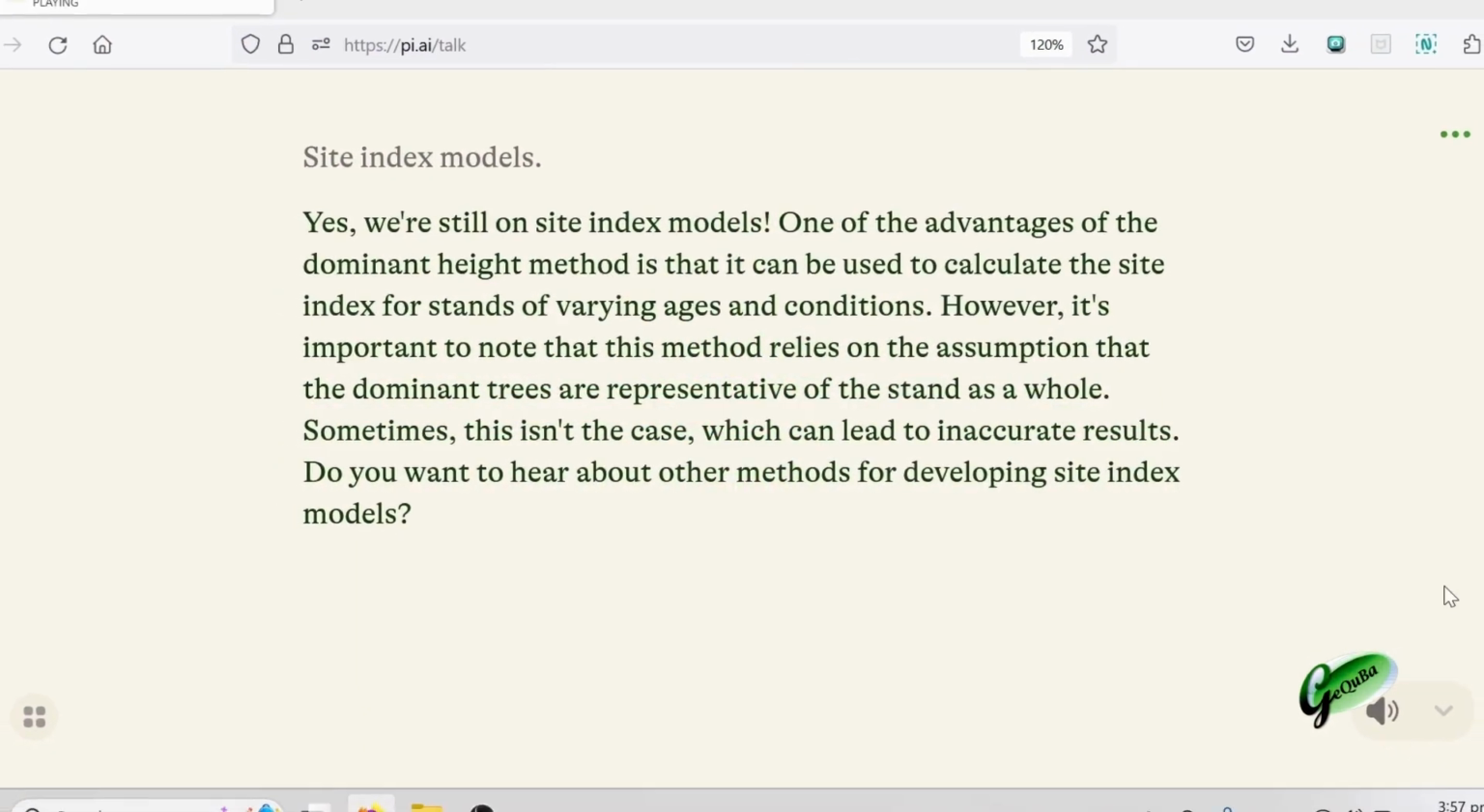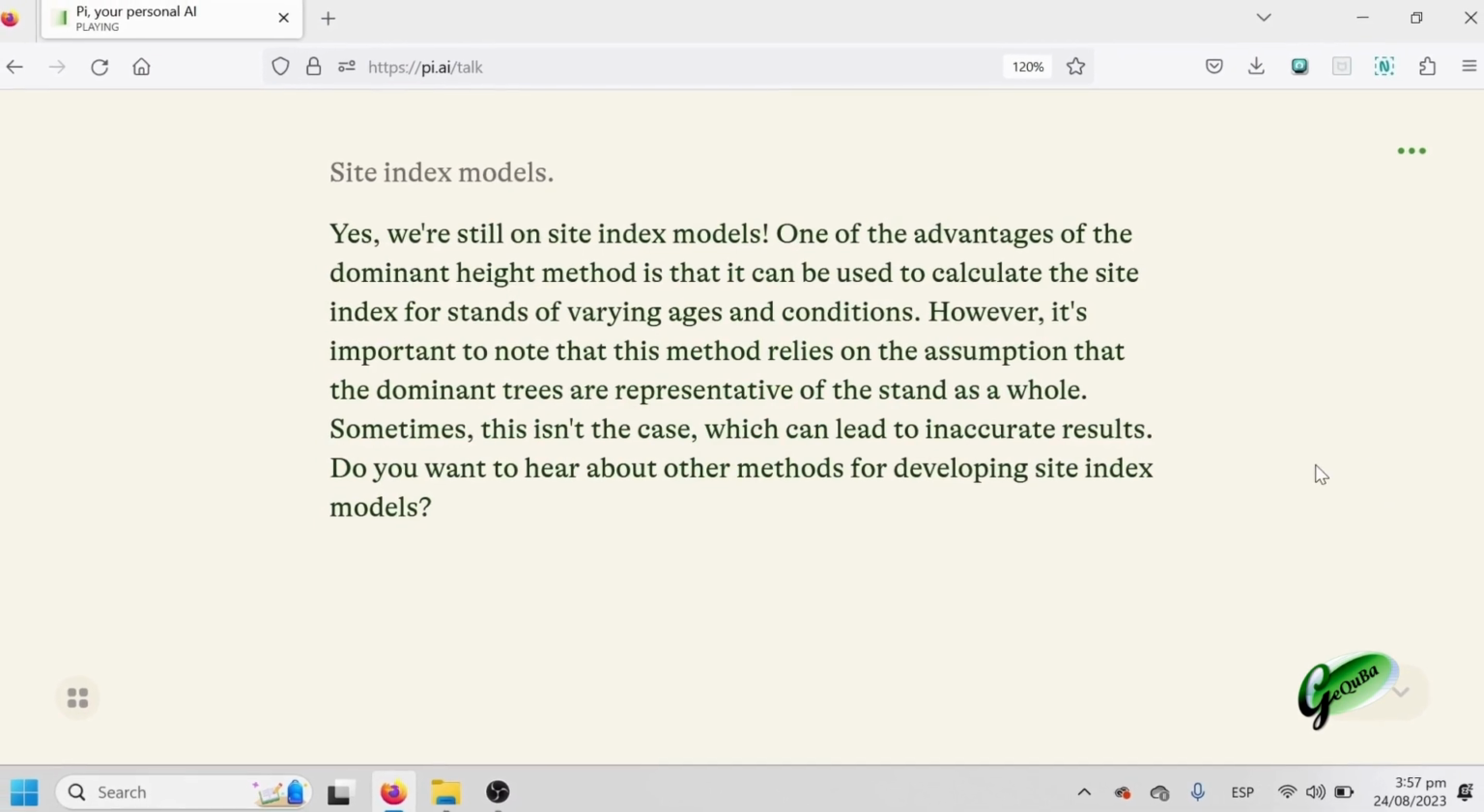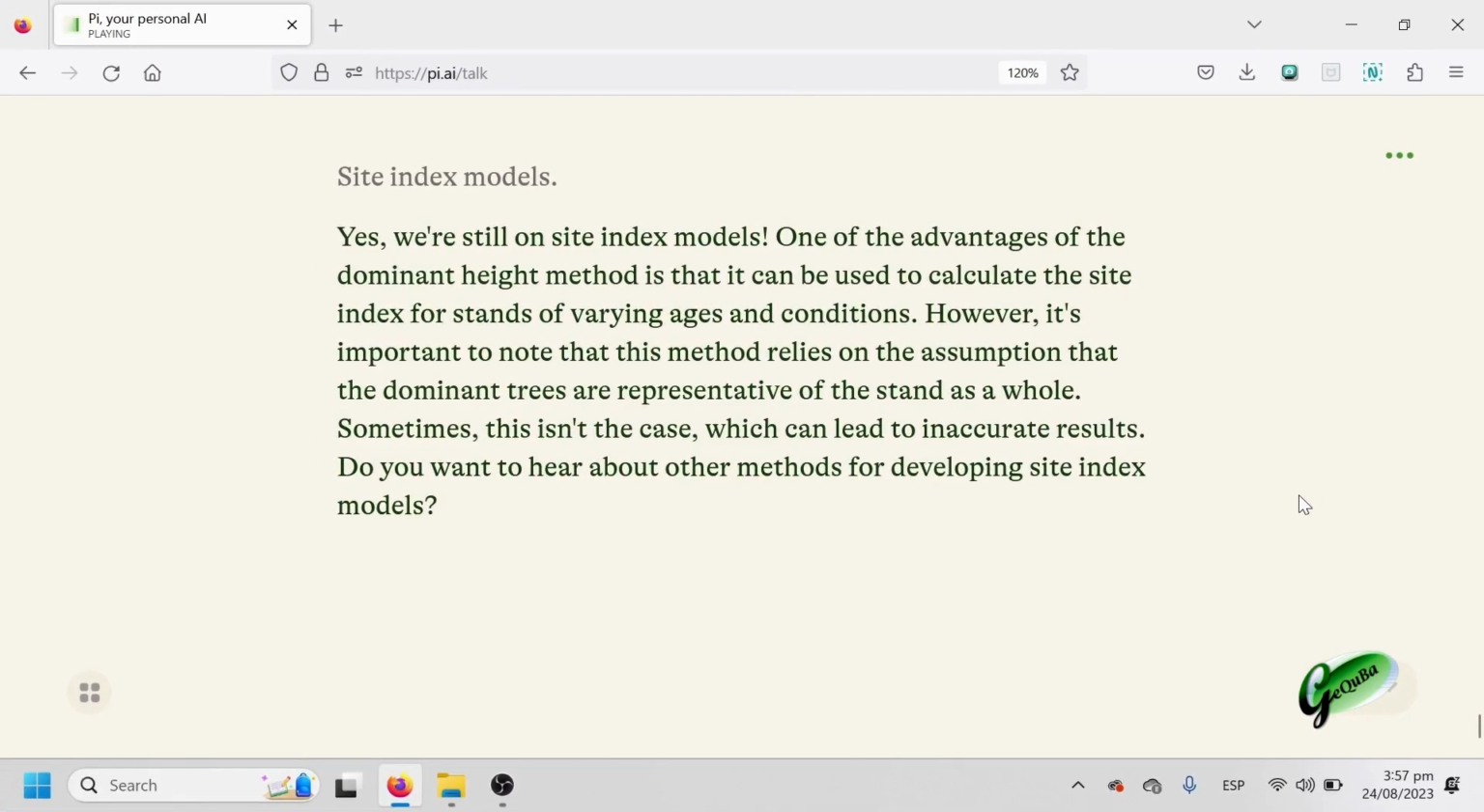Yes, we're still on site index models. One of the advantages of the dominant height method is that it can be used to calculate the site index for stands of varying ages and conditions. However, it's important to note that this method relies on the assumption that the dominant trees are representative of the stand as a whole. Sometimes this isn't the case, which can lead to inaccurate results. Do you want to hear about other methods for developing site index models?